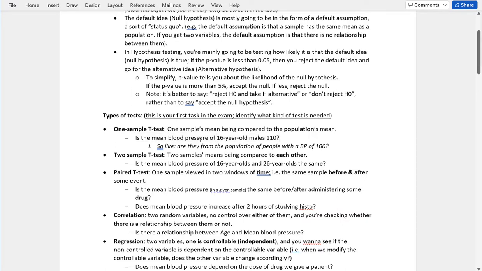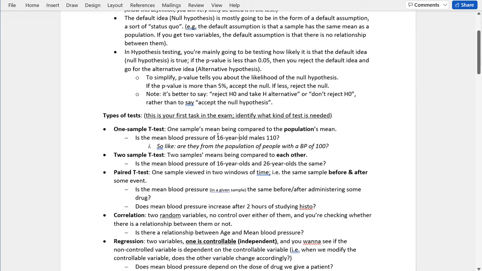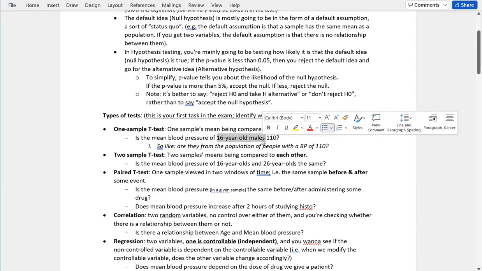So you're asking, is the blood pressure of 16-year-old males 110? That's a typo, sorry, I wrote that wrong. So you take a sample of 16-year-old males, and you measure their blood pressure, and you see, are their blood pressures 110 or not?